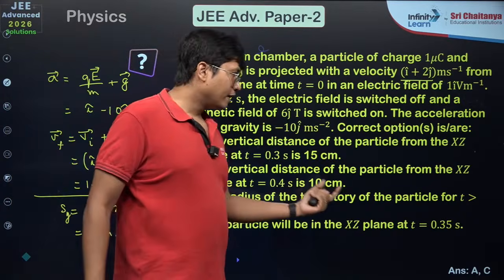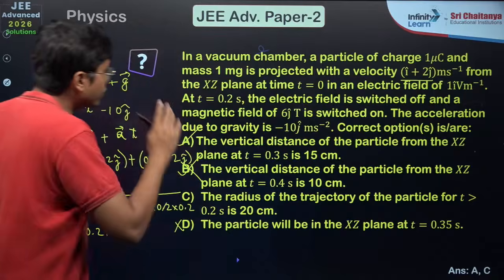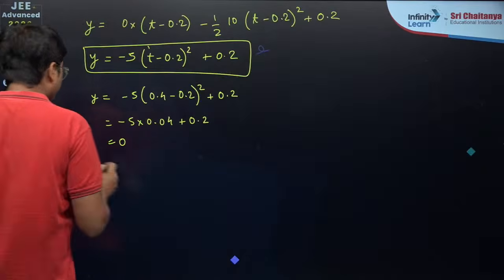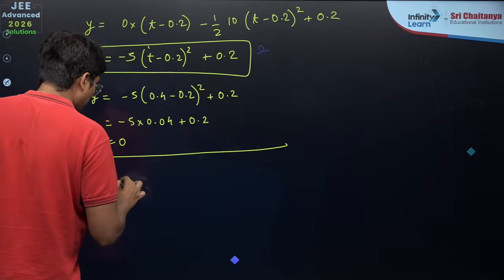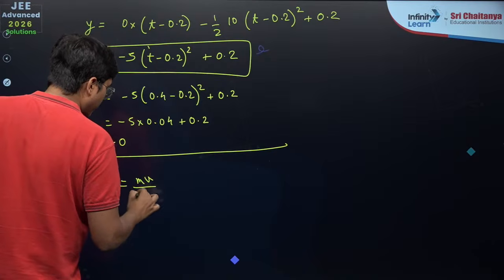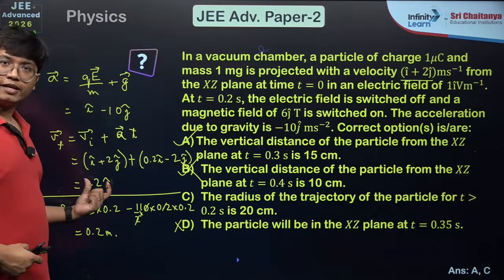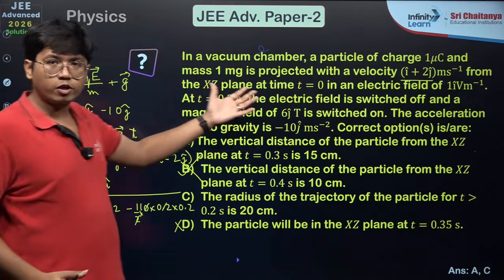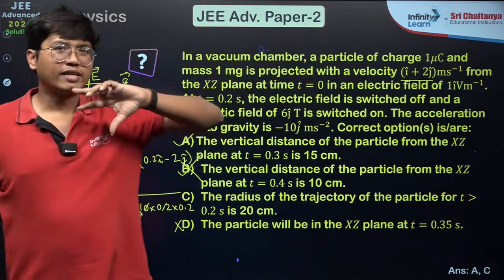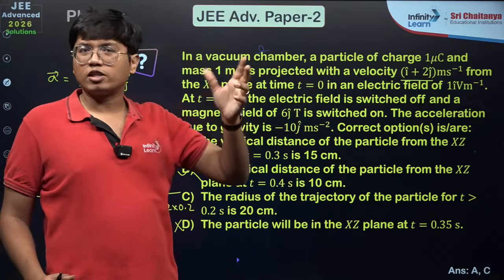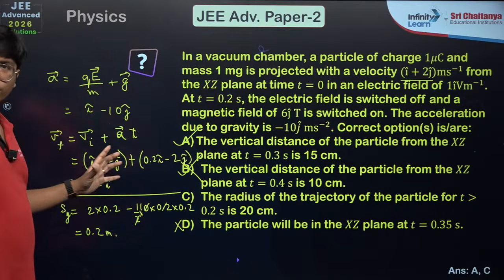Let's look at C. Radius of the trajectory. So the radius of the trajectory is controlled by the magnetic field. R is equal to mv by qB. Now thankfully the velocity at which the magnetic field was turned on was already perpendicular to it, so I don't have to worry about there being extra changes, so on and so forth. That's enough for me.